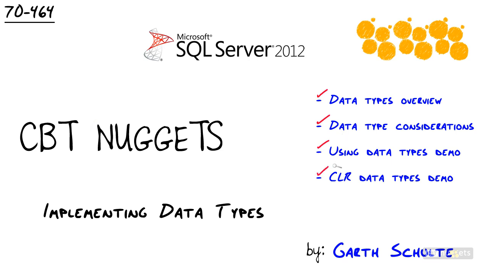Then at the end here, we'll take a CLR demo. We'll create our own CLR data type. I've got one created in C#. We'll briefly go over what that looks like, and then we'll see how to register that in SQL Server, make and use our own data type. I'll also talk about how to use data type aliases, which is using and creating your own data types based on existing built-in data types.